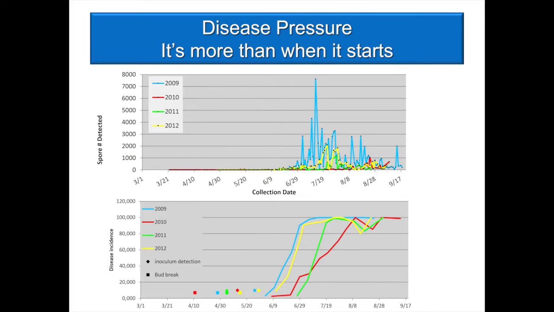So this is looking at daily spore loads and comparing across 4 years here, where, boy, I'm having a hard time seeing what we're... The diamond is inoculum when detection occurred, and the square is when bud break. What I'm trying to show you here is that there's more to the disease epidemic and the pressure of the disease than just when it starts.